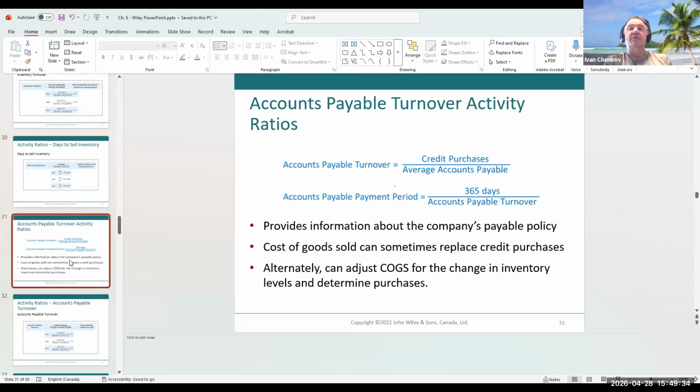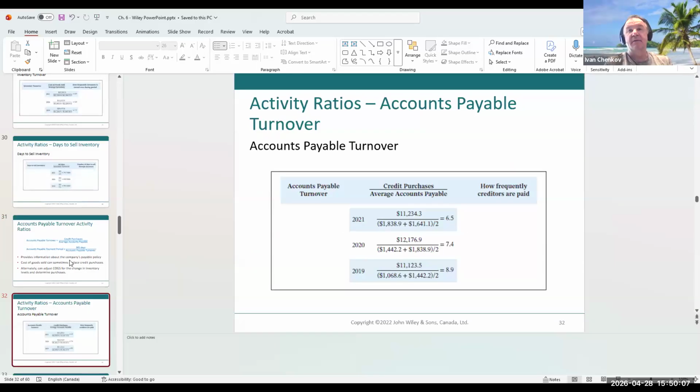Let's see accounts payable turnover, same idea as accounts receivables, but for the accounts payable. Now the question here is, how fast are we paying our credit purchases? We're going to get accounts payable turnover first, which is credit purchases divided by average accounts payable, which we're going to get as the beginning of the year plus the end of the year divided by 2. And we're going to use that number as a denominator to calculate how many days it takes us to pay our accounts payable. In this company, they started with 8.9 and dropped down to 6.5.